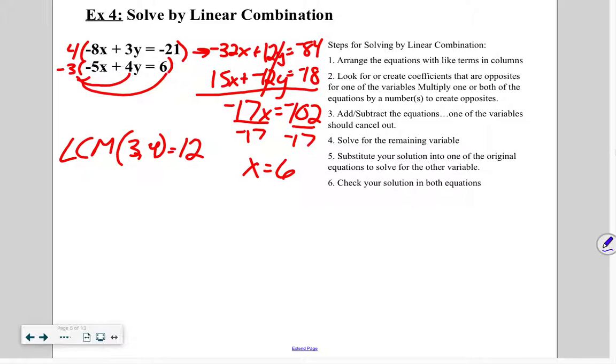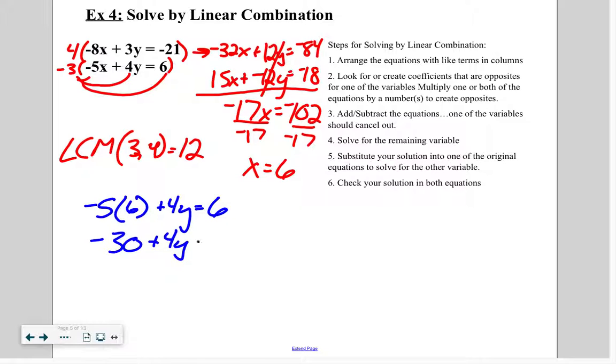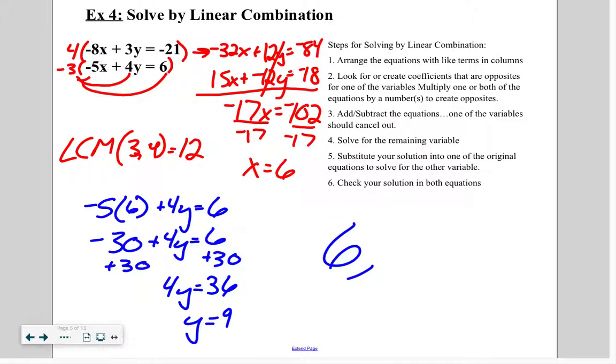So now that we know what x is, let's go back and find y. I use the bottom equation, negative 5 times 6 plus 4 times y equals 6. So we get negative 30 plus 4y equals 6. Add 30. We get 4y equals 36. So y equals 9. So my solution, I think, is 6, comma 9.